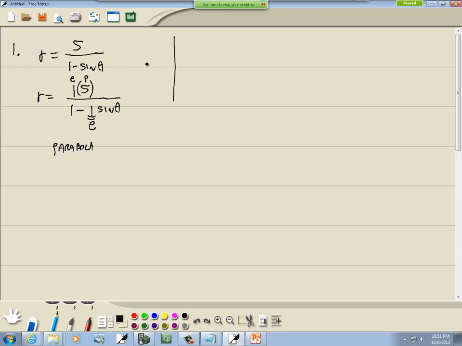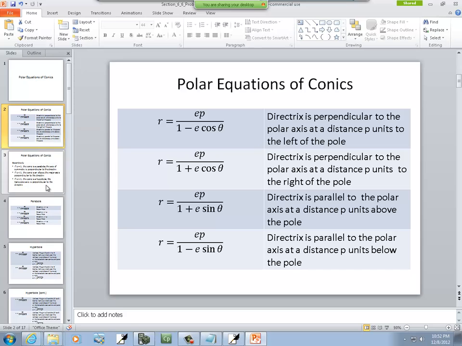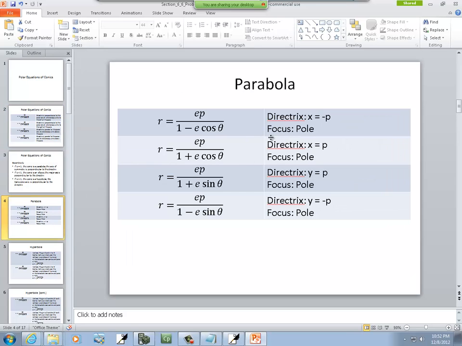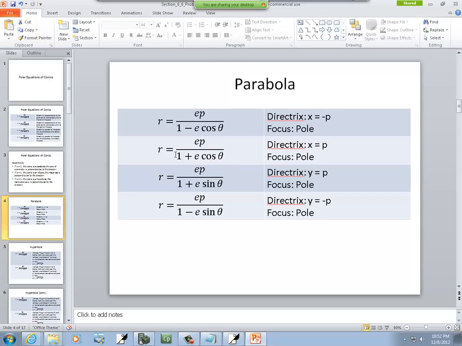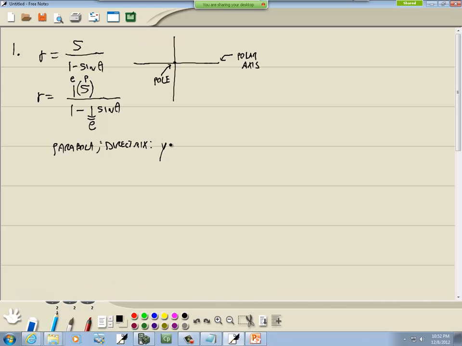Polar axis. What in the world are we talking about there? The pole is right here. You can think of that as your origin. And this is your polar axis. So if we look at our form, this is 1 minus E sine theta. Our very last one says the directrix is y is equal to negative p. So we've got our parabola, and the directrix is y is equal to negative p. Well, p would be 5, so we've got y is equal to negative 5.